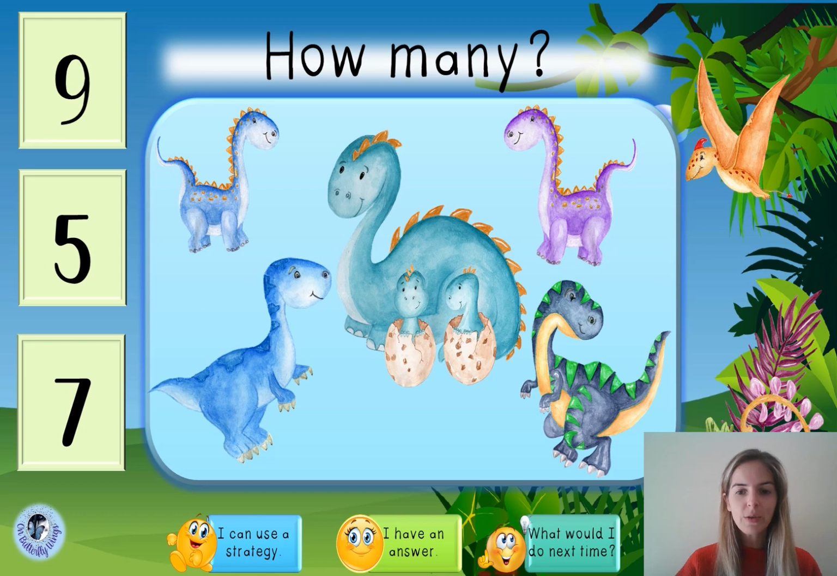Okay, so what we're looking at here today is how many. What I want you to do is count up all of our dinosaurs, and then you need to choose how many there are. The numbers that you can choose from are here on the left-hand corner, which is 9, 5, and 7. So I'm going to give you some time now to work out how many there are, and then we will count them all together.